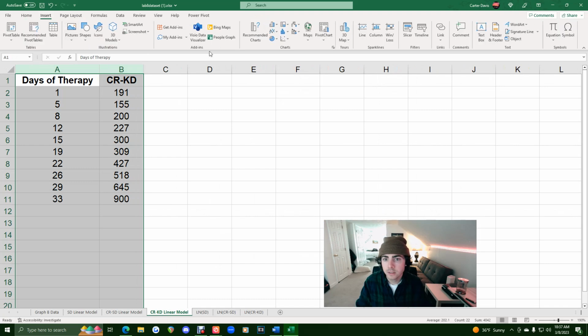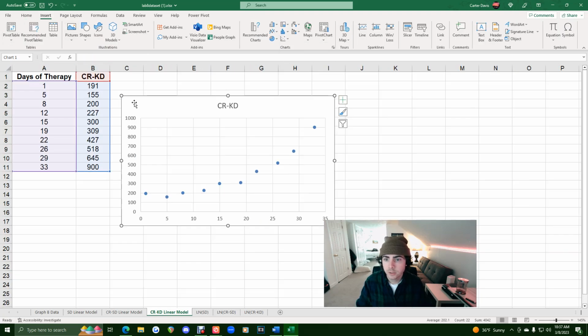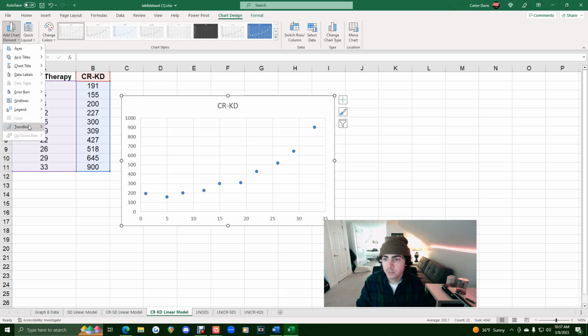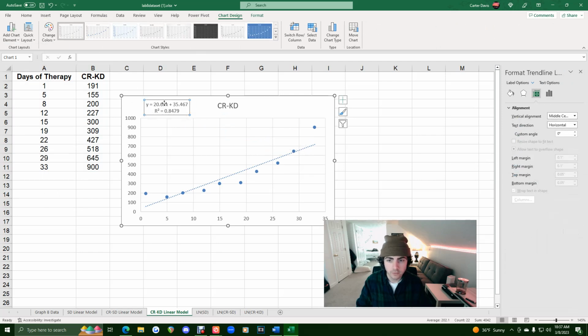Highlight A and B, insert, scatter. Click on the graph, add chart element, trend line, more options, display equation, display R squared. We have our equation, and then our R squared. R squared is about 0.85 for this one.